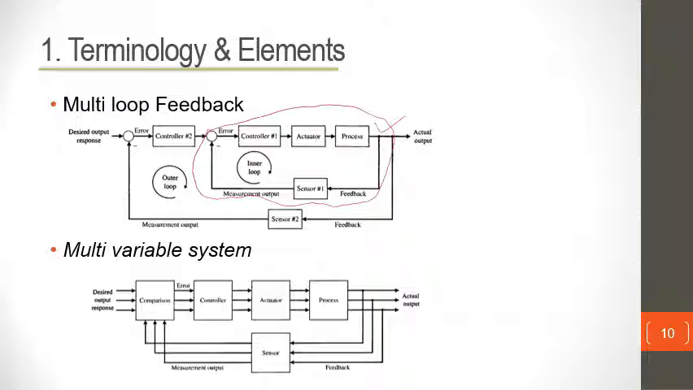So you could have a loop which would be a controller at a lower level controlling a certain single variable, and then you have a bigger loop of a controller at a higher level, a supervisory level, controlling the same variable or directing it.